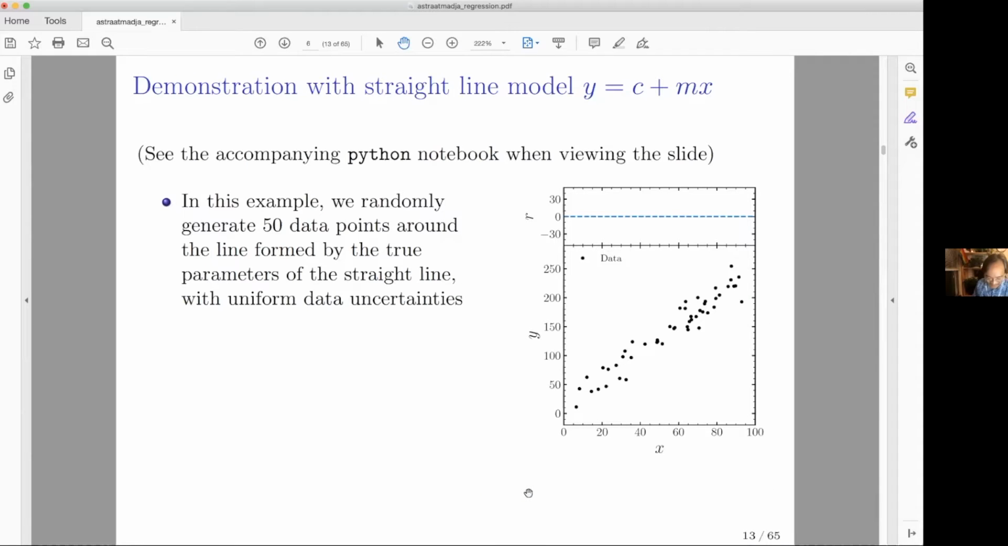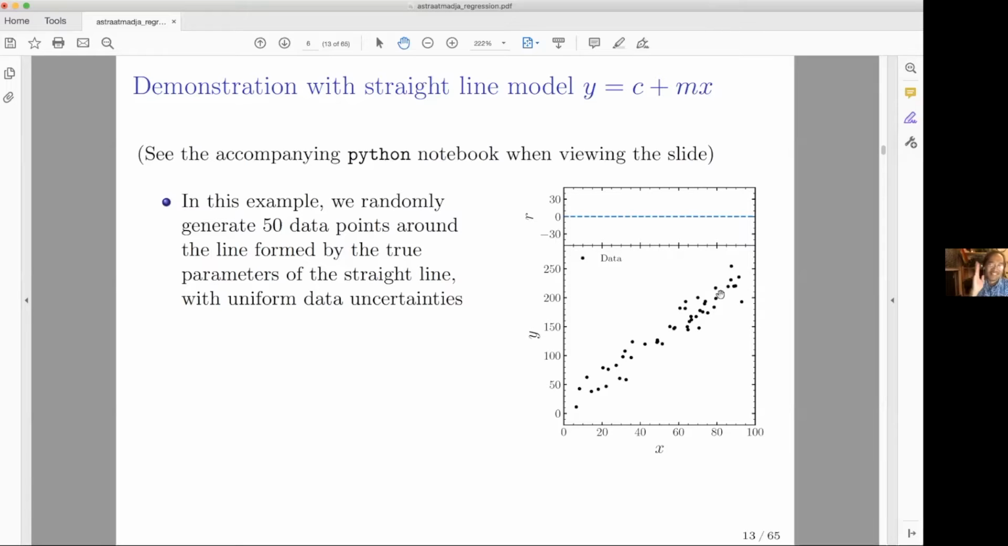Now I'm going to give you a little demonstration. There's going to be code that you can run yourself, and it's going to accompany this slide. I'm going to send it later after this, so you can try it yourself at home. So we have a data set here. I just generated random data points around a line. We don't know the parameters of the line. Well, it's written in the code, but let's just assume for now we don't know.